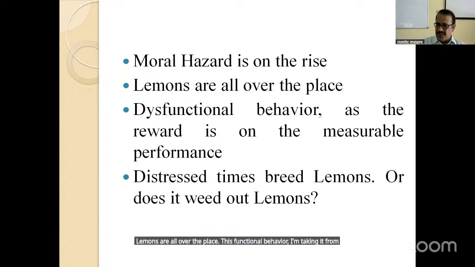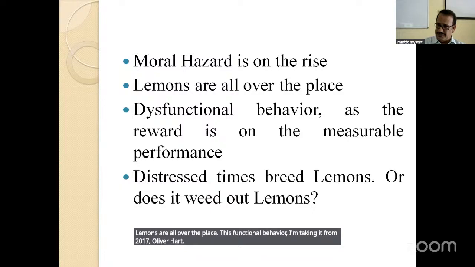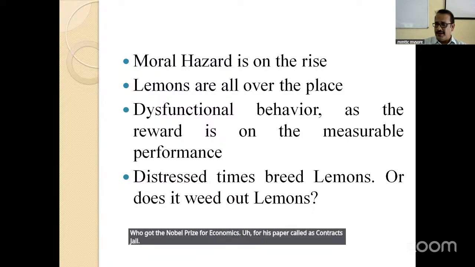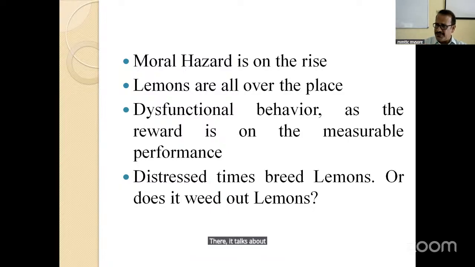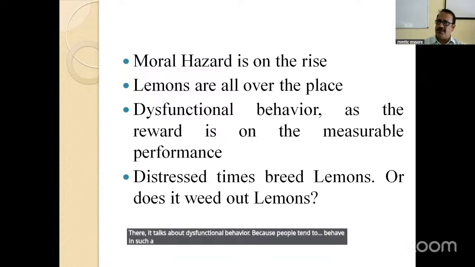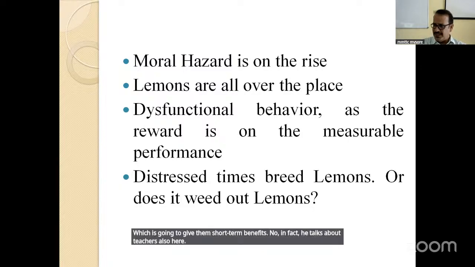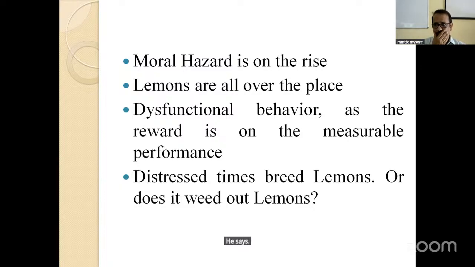I'm taking it from 2017, Oliver Hart, who got the Nobel Prize for economics for his work on contract theory. There he talks about dysfunctional behavior, because people tend to behave in such a way, or devote all their energies to activities which will give them short-term benefits. In fact, he talks about teachers also here. He says, how is a teacher evaluated?